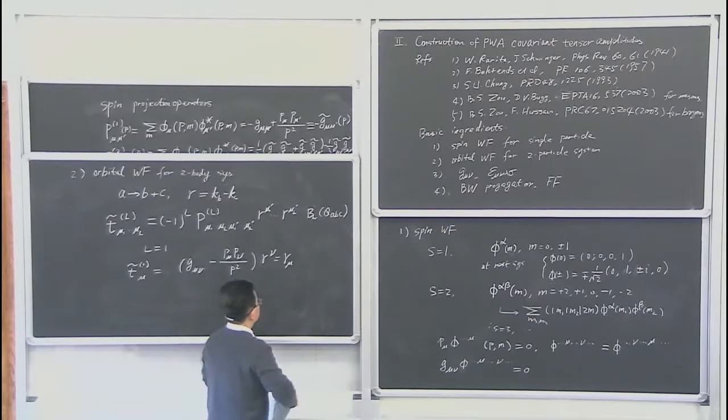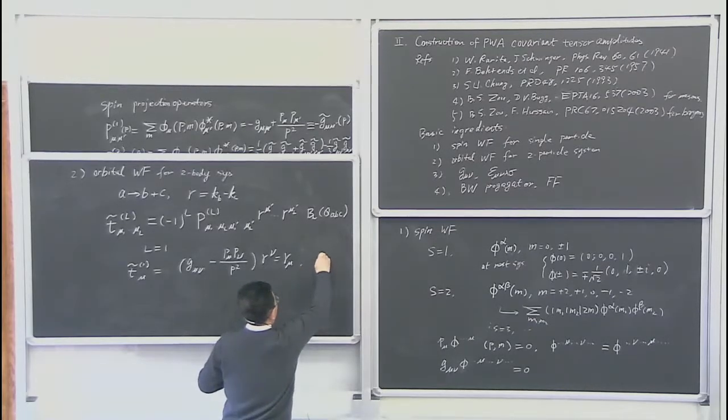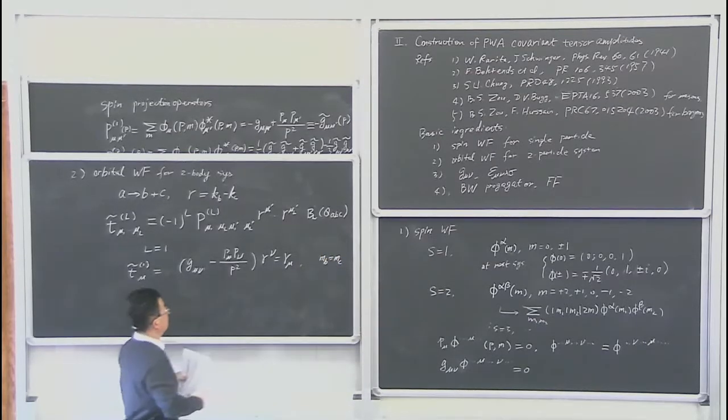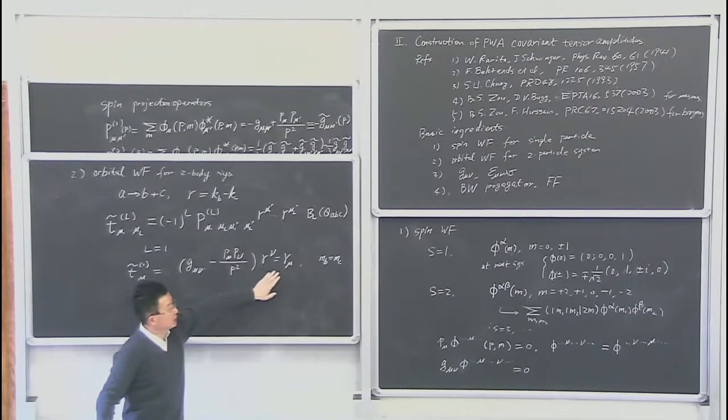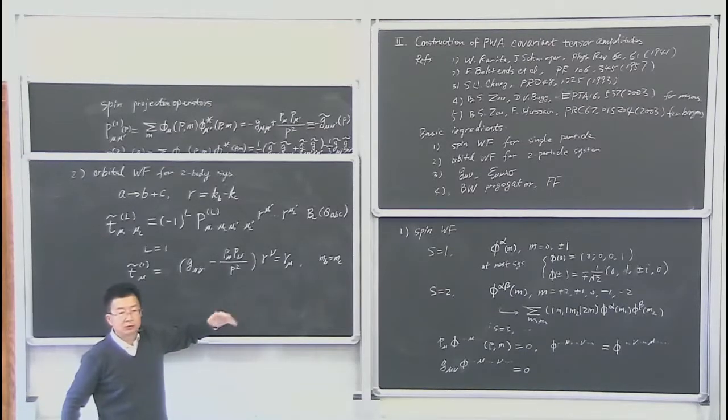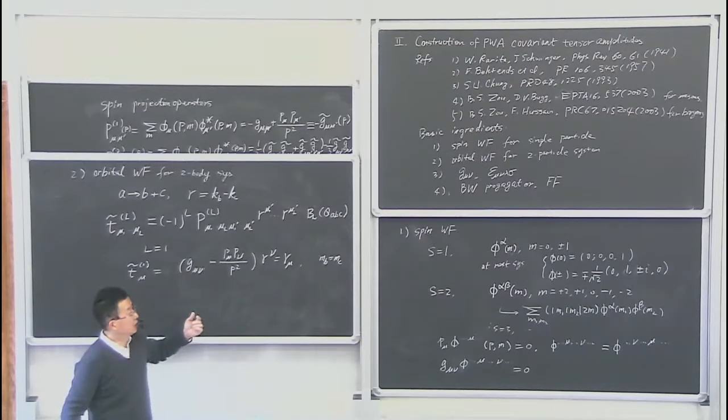So the wave function is basically just this relative momentum. To describe the two-body system, the only variable is this relative momentum. If you know the relative momentum, you already know everything. So this describes the orbital distribution, this movement part. It's just this relative momentum.